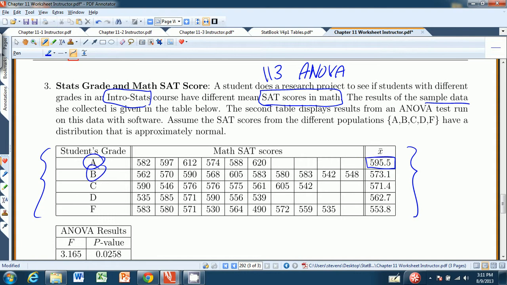If they got a B in stats, the mean of those students was 573.1 on the math SAT. And not surprisingly, as the grade level in the stats course decreases, the score on the SAT decreases as well. But we're looking for whether or not these means are different. Are those means different? And we will assume that the distributions of SAT scores from the different populations are approximately normal. That's required to continue with this ANOVA test.